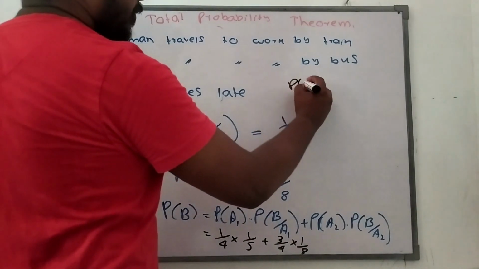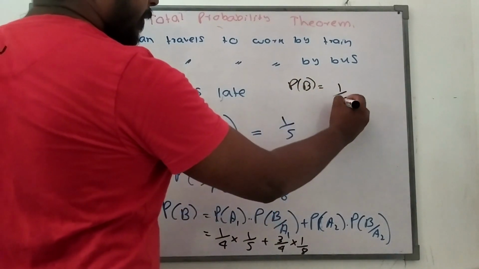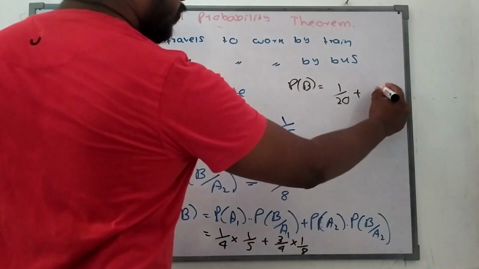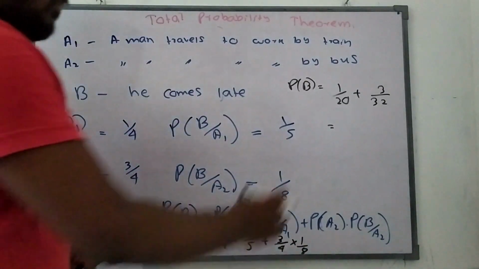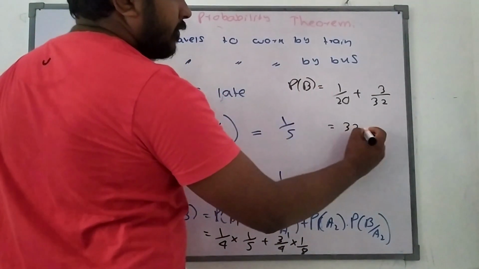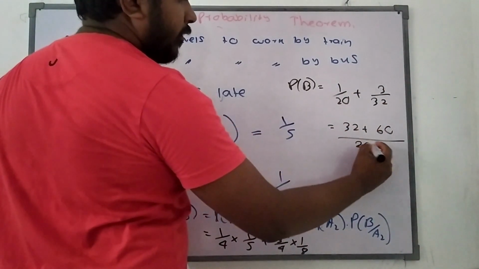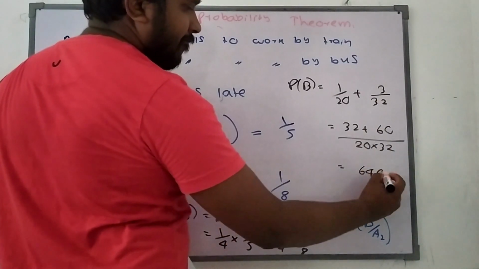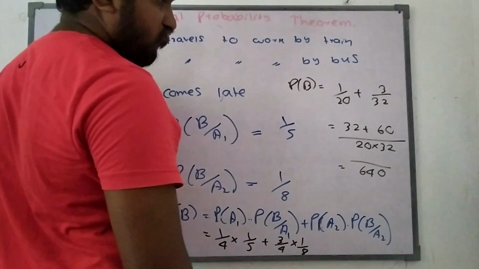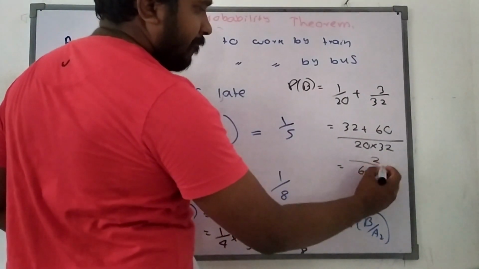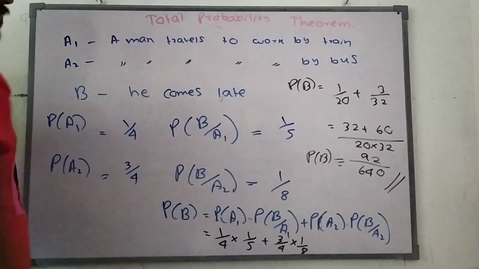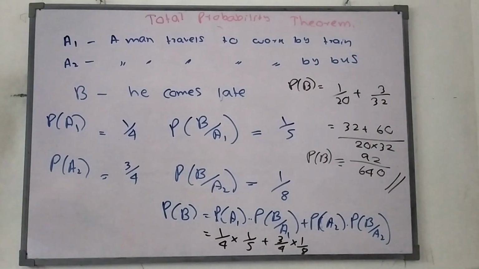So the PB will be 1 over 20 plus 3 over 32, then 32 plus 20 over 32. So this is the probability of him getting late. He comes late, right? Either traveling on a bus or the train.